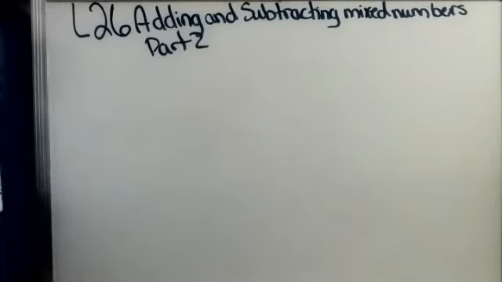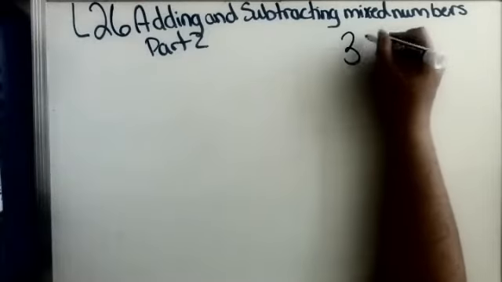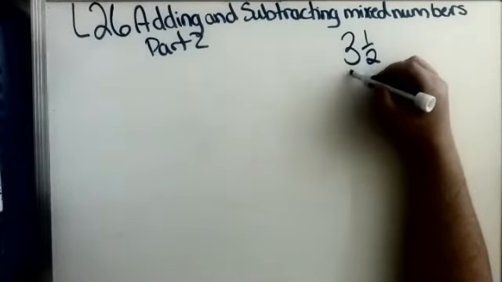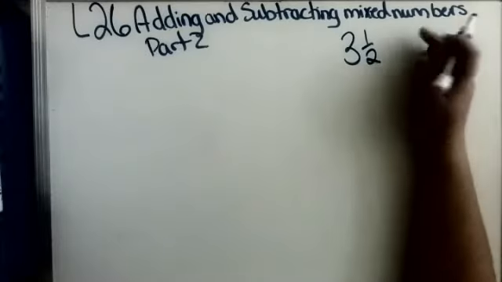This is lesson 26 for course 1, adding and subtracting mixed numbers, part 2. So again, you should have already watched part 1 and done those lesson practice questions, and now you are on to part 2 to do these questions. Quick reminder, a mixed number is a number that has a whole number and a fraction. Whole number, fraction, mixed number.